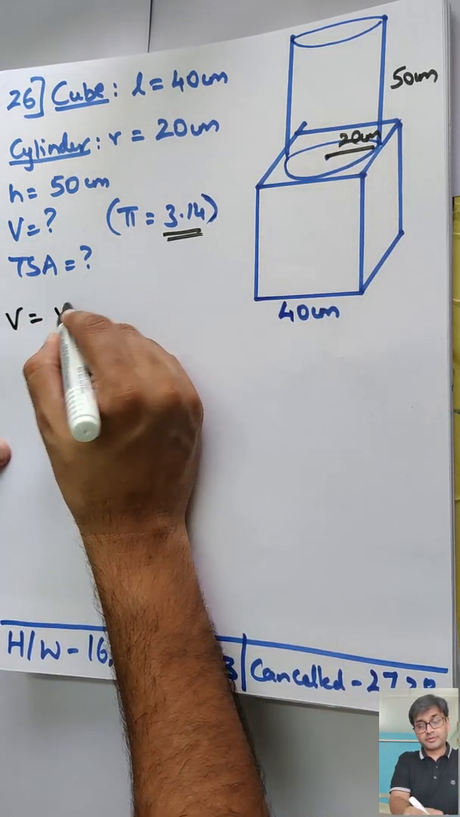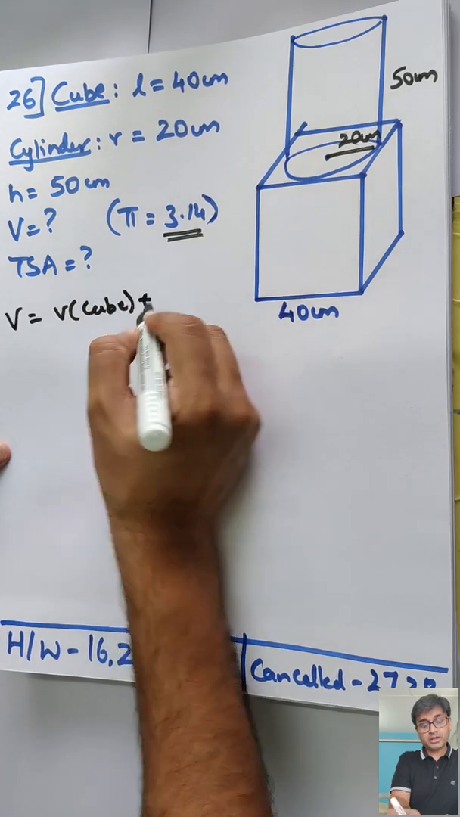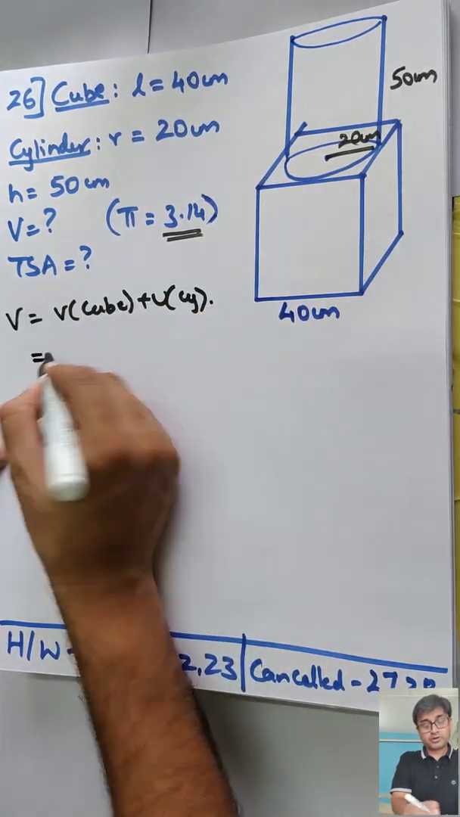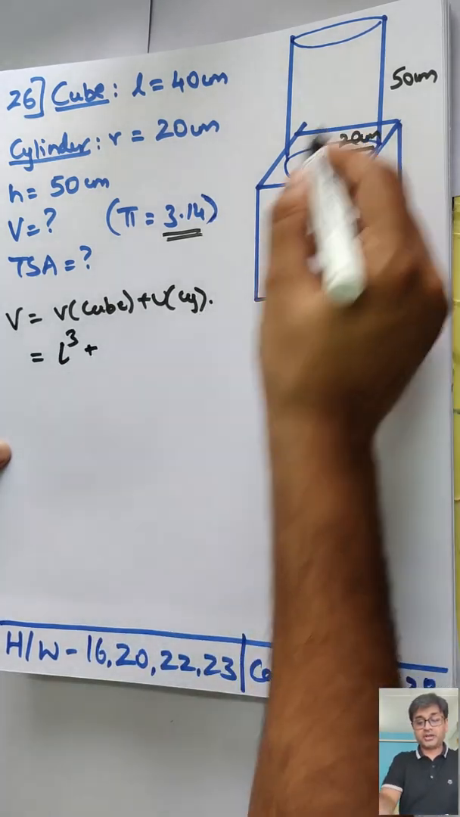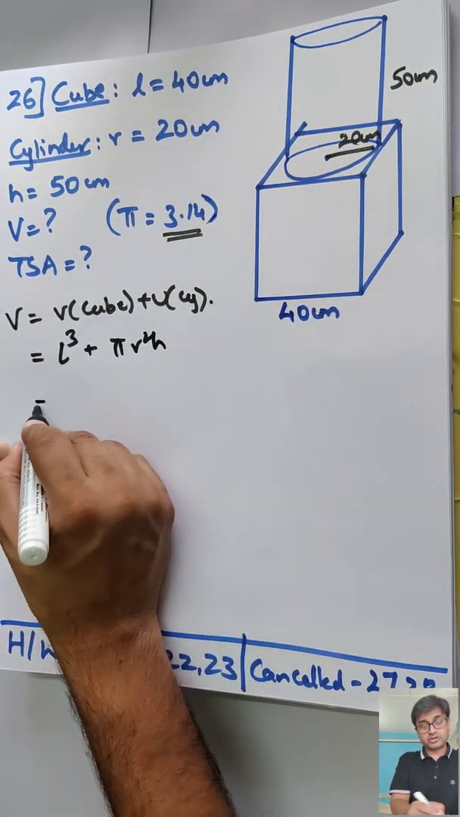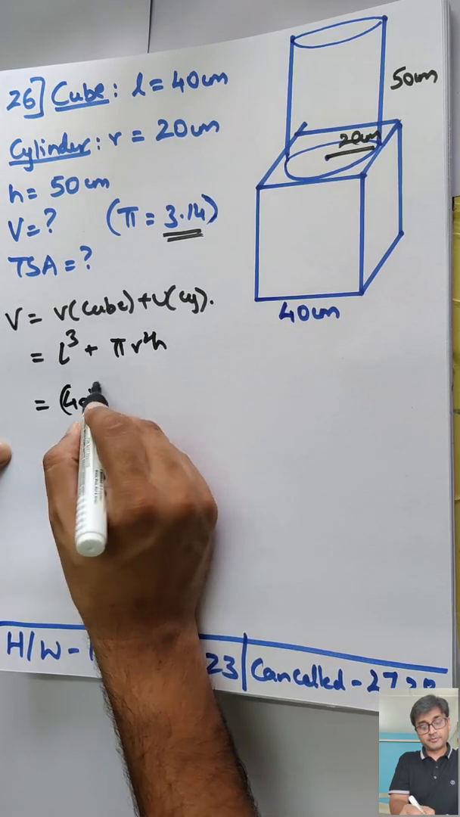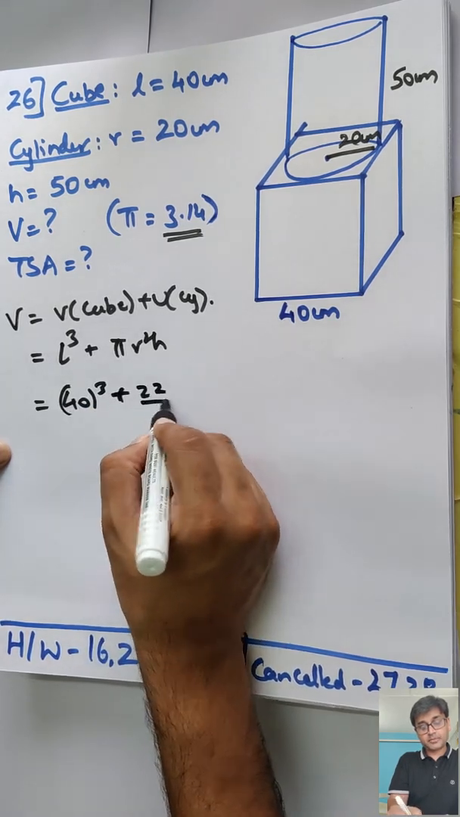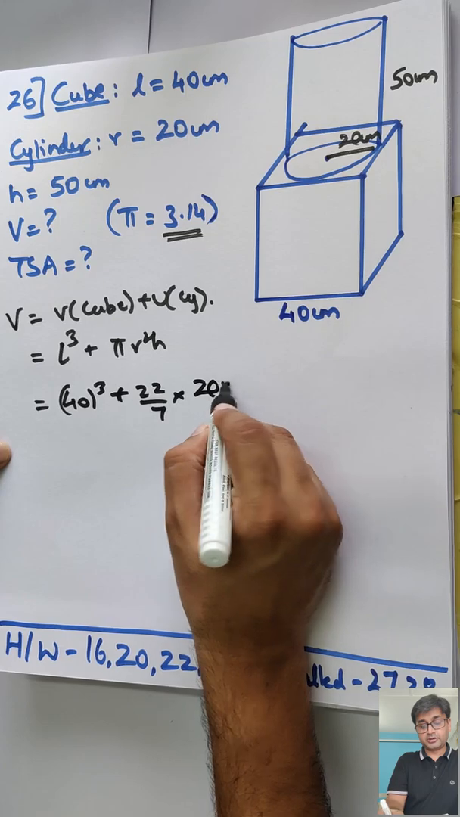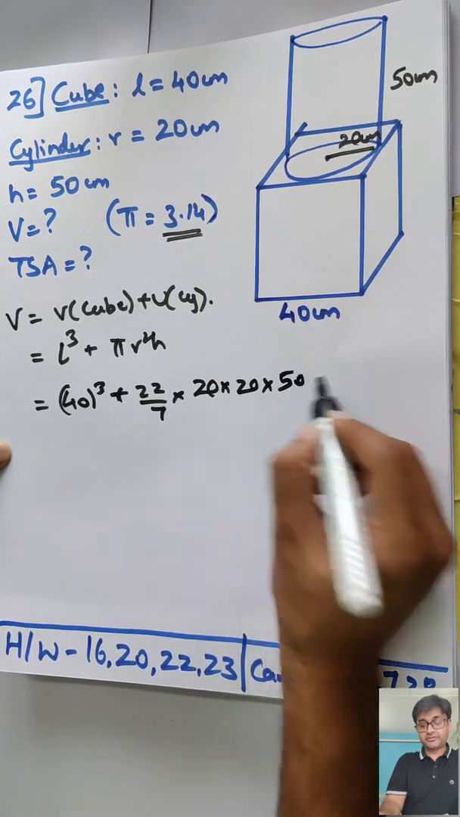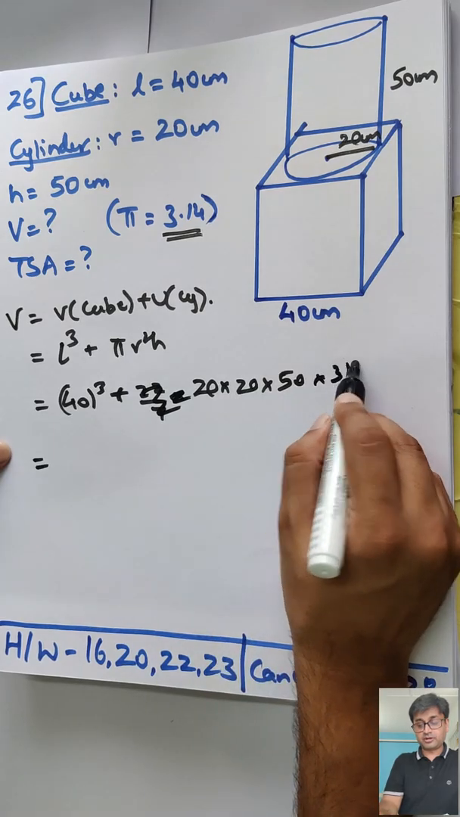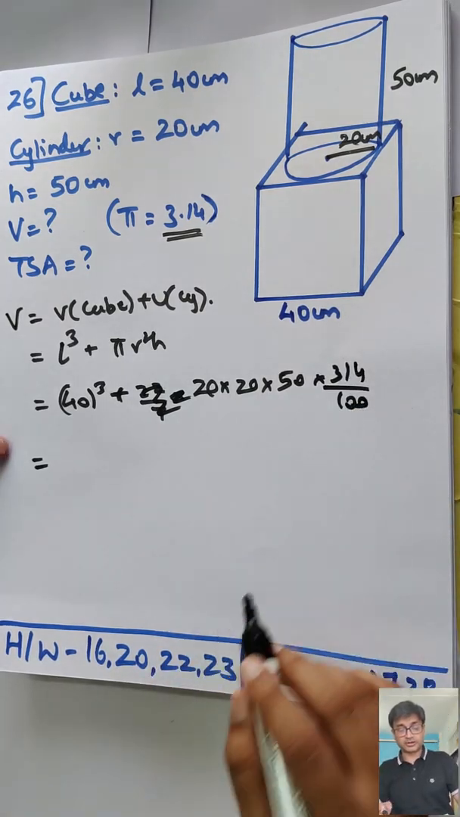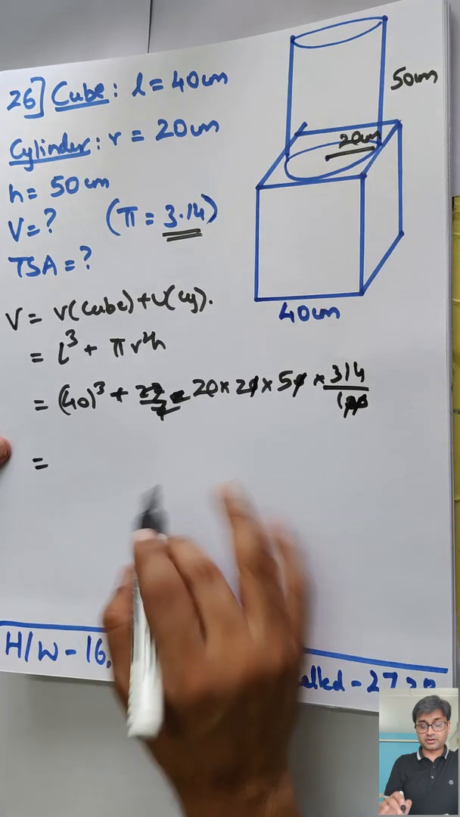So volume is damn simple. Volume of cube plus volume of cylinder. So come on, volume of cube will be L cube and volume of cylinder pi r square h. So let's hit it. 40 cube plus pi r square h, so 20 into 20, and height is 50. Okay, pi they said 3.14, so 314 by 100. My bad, sorry. So 2 zeros go away straight away.